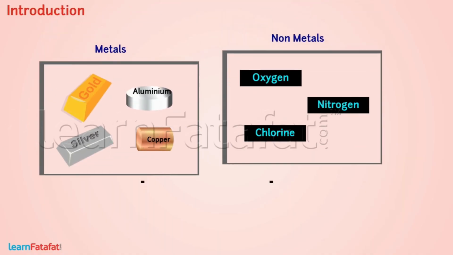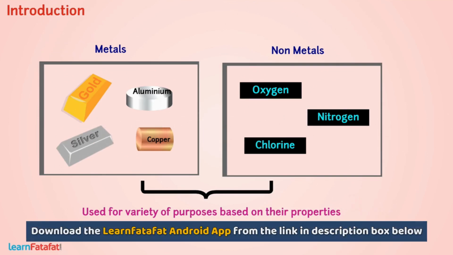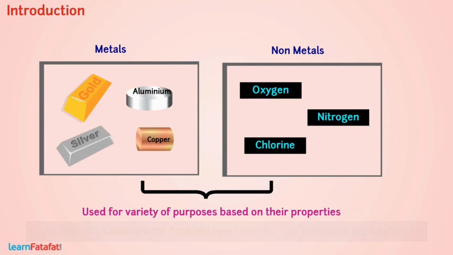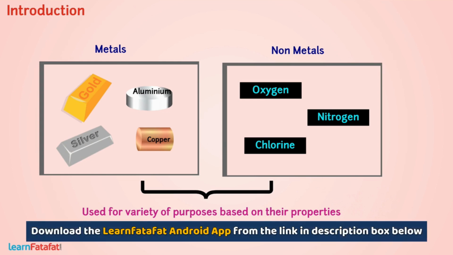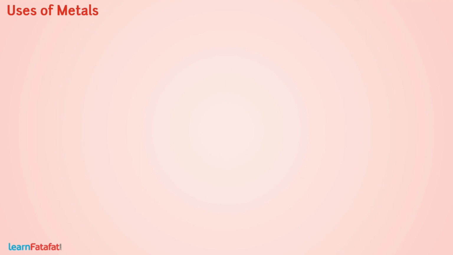Metals and non-metals are used for a variety of purposes based on their properties. Let's see some of these. Uses of metals. Iron.